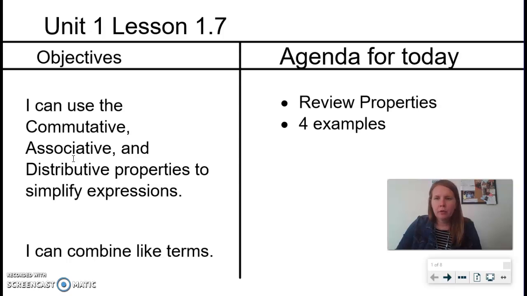So we are going to review our property rules, and then we will go through about 4 examples here, okay? Keep watching along for questions that you have to answer throughout the video.